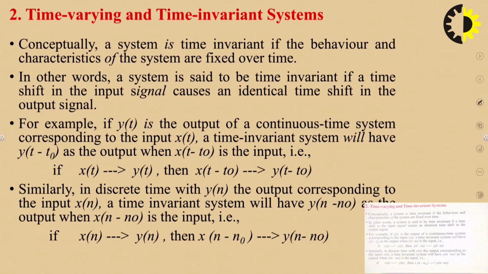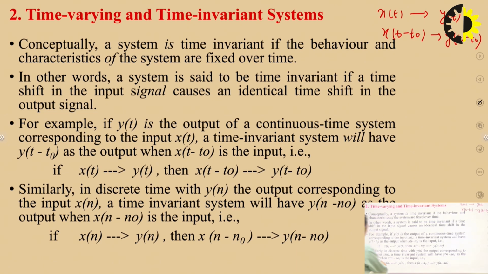Okay. Second is time invariant and time variant systems. A system is time invariant if the behavior and characteristics of the system are fixed over time. In other words, a system is said to be time invariant if a time shift in the input signal causes an identical time shift in the output signal. Let's say there is a signal x(t) corresponding to which we are getting output y(t), and if we provide a shift of t naught amount to the input, and the output is also shifted by t naught, then we can say the system is time invariant. Otherwise the system is time variant.